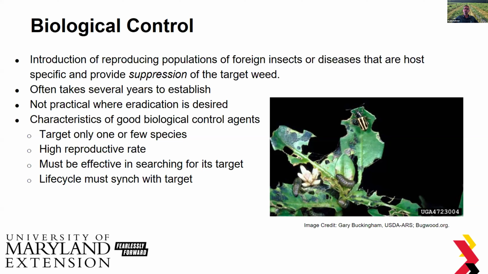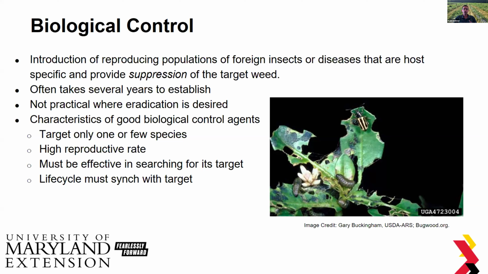Some good characteristics of these biological control agents are: one, they must target only one or a few species. There have been some cases, one instance of a biological control that I can think of that actually became a problem, and that's the kudzu bug, which was introduced to, of course, control kudzu vines throughout the Southeast, became a problem for soybean growers.